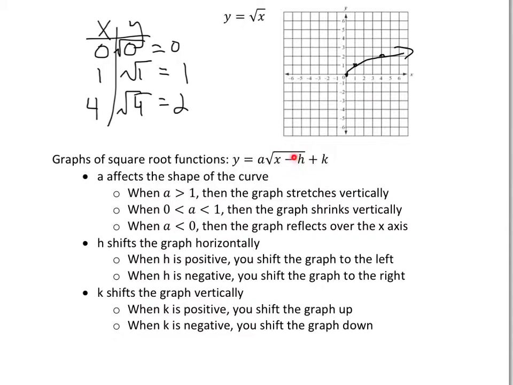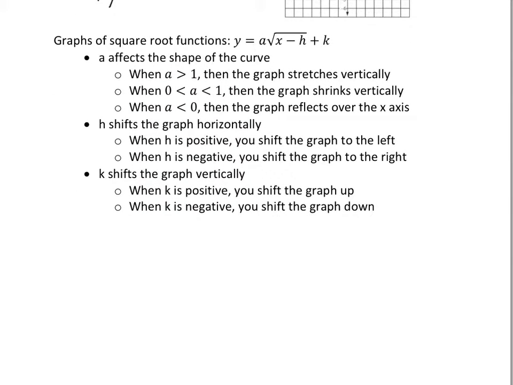The h here is going to shift your graph horizontally. One thing to focus on here is it's a minus h, so we need the opposite of whatever's in here for the actual h. That's going to shift us left and right. And lastly, the k here is shifting vertically, up and down. All right, let's see a couple examples.